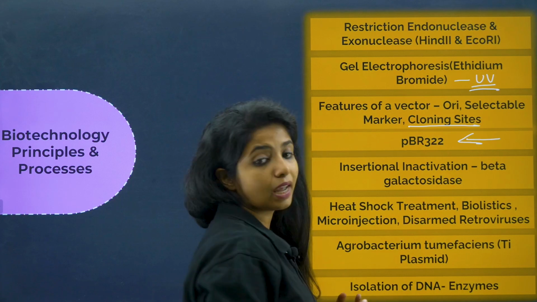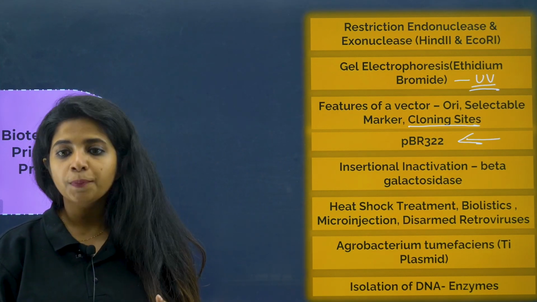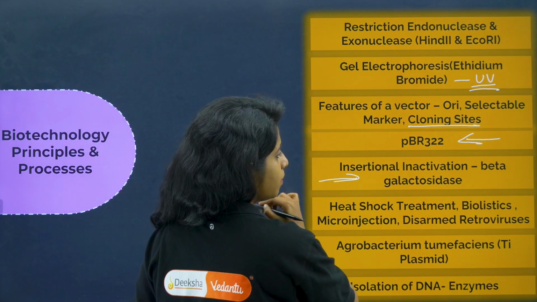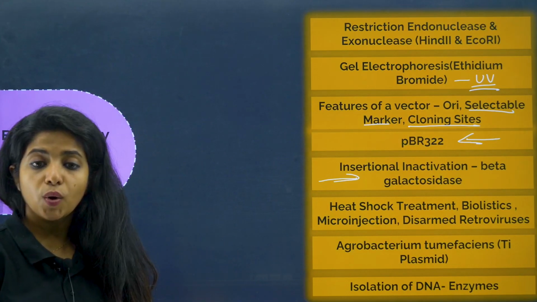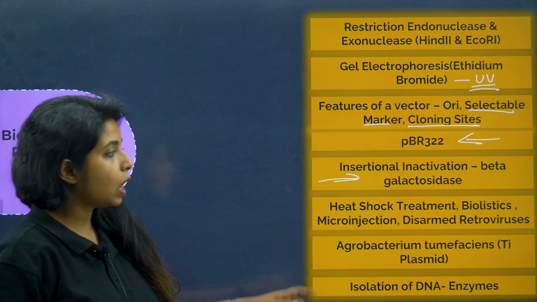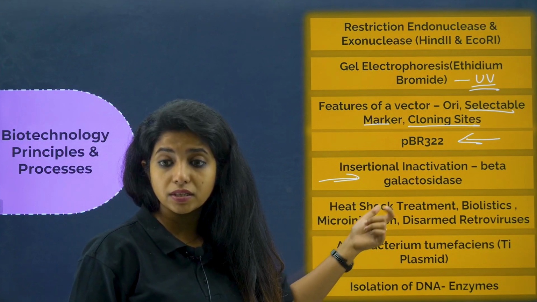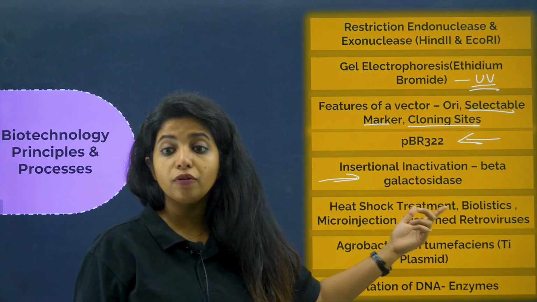pBR322, the diagram of it is important. Each and every function of it is really important. Insertional inactivation about beta galactosidase, that example that is given, really important. Over here also ampicillin resistance, tetracycline resistance, all this acts as a marker. Now how to make cells competent? By giving heat shock treatment. Biolistic method is there for plants, microinjection is there for animals, disarmed retrovirus is there for animals again.